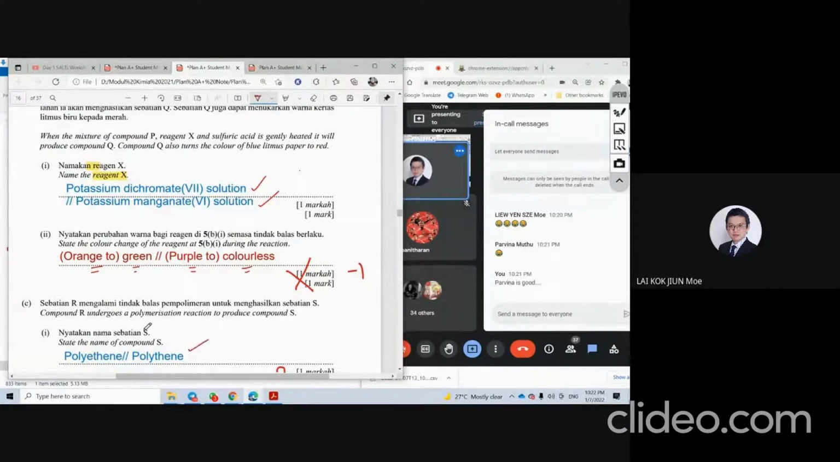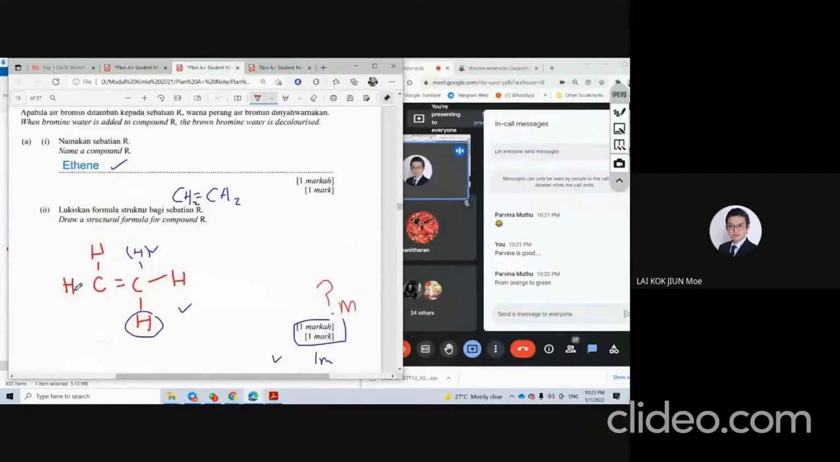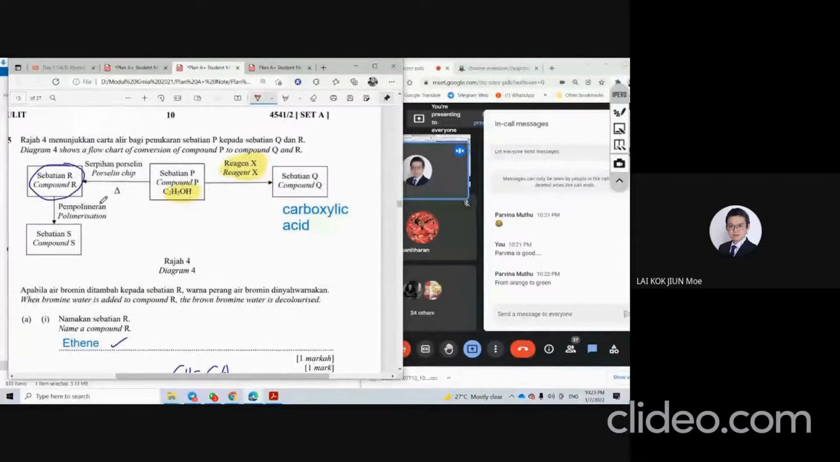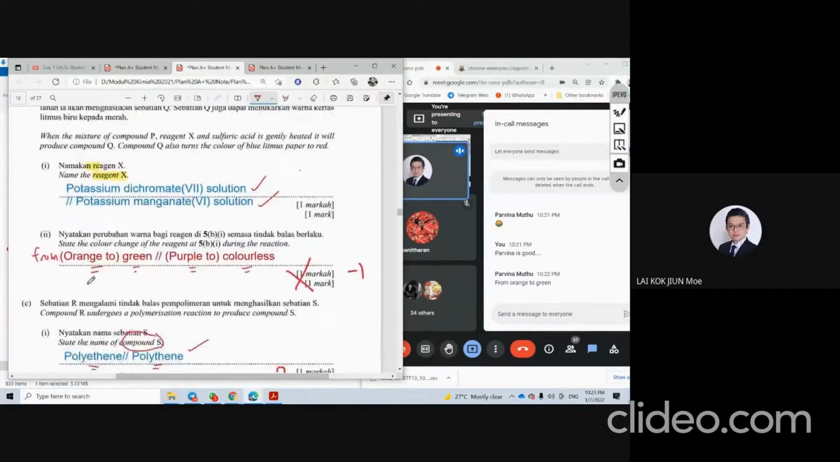You can voice out. Sebastian, S, compound S is the polythene, or you say polyethylene, is it? Both accepted, polythene, polyethylene. From orange to green. Okay, no problem. So you see, this one is a polymer. It will turn into a polymer here. So polyethylene. Okay, perfect. Anyone want to object here? Until this part. Okay, perfect.